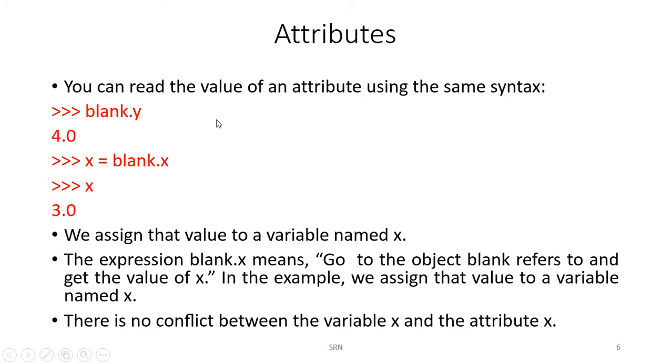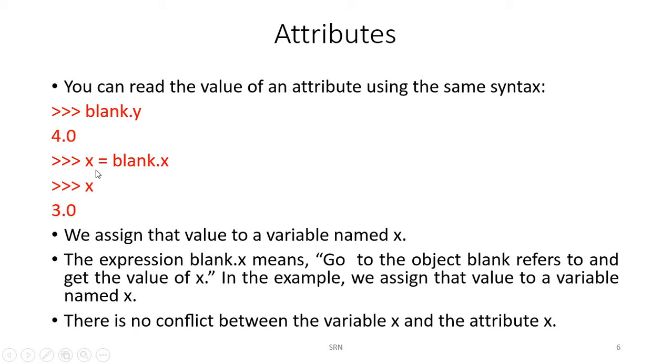Now we can read the value of an attribute using the same syntax. If you want to know the value, you can write blank.y, it will show 4.0. You can type blank.x, it will show 3.0. You can also write x = blank.x, that is, the value in blank.x you are assigning to a variable. Now you print x, it will show 3.0.